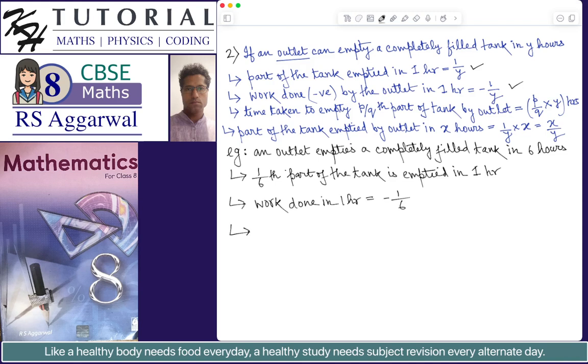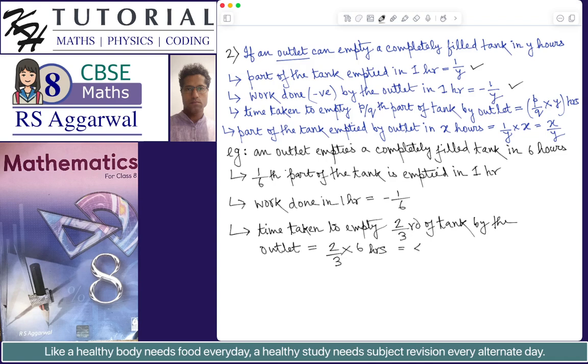What about the third result? Let's say the time taken to empty two-third of the tank by the outlet will be equal to two-third, that is the fraction 2 by 3, multiplied by 6 hours. This is equal to 4 hours.